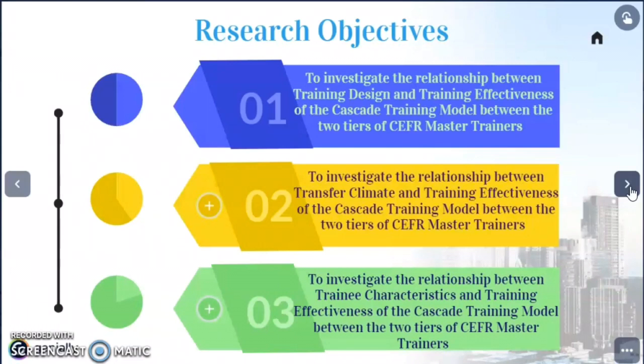So going back to the research objectives, we have 3 research objectives here, whereby we would like to investigate the relationship between training design and training effectiveness, training climate and training effectiveness, as well as training characteristics and training effectiveness of the cascade training model between the 2 tiers of the CEFR Master Trainers.